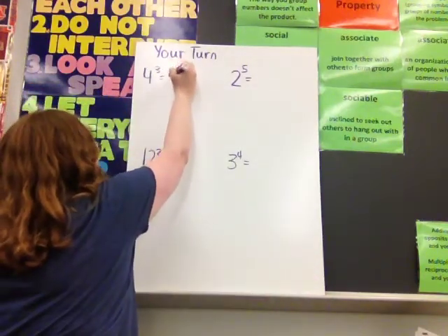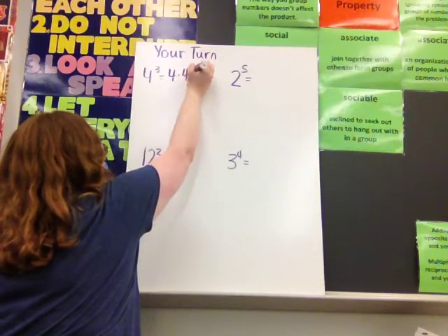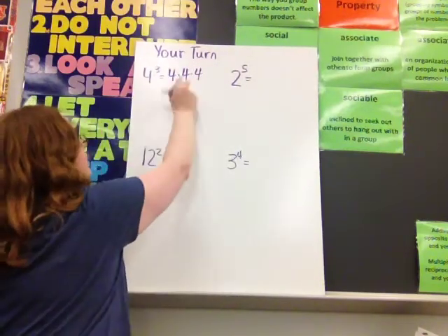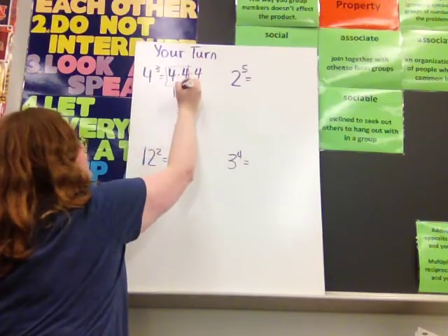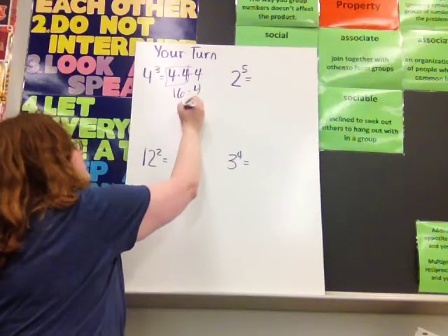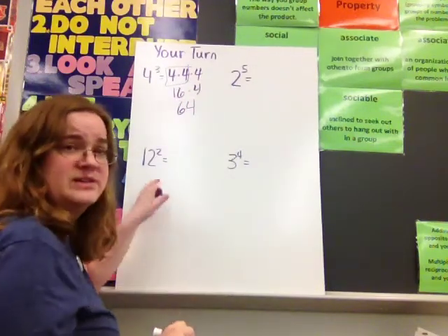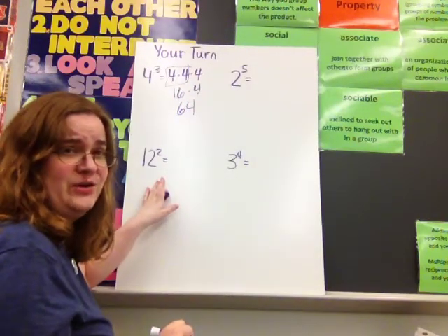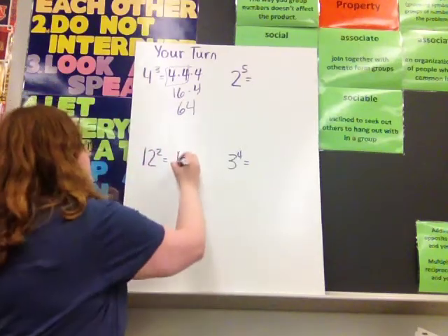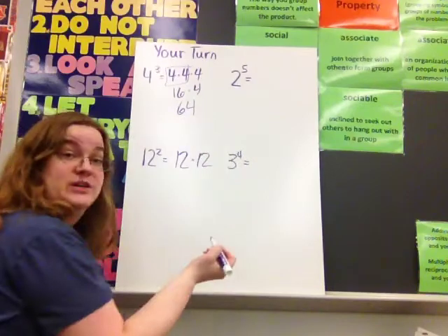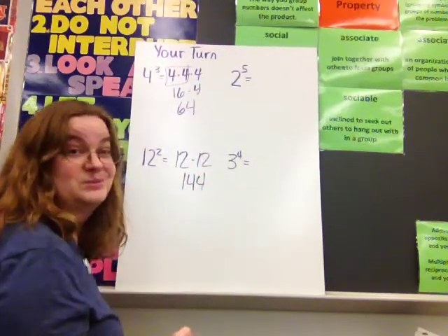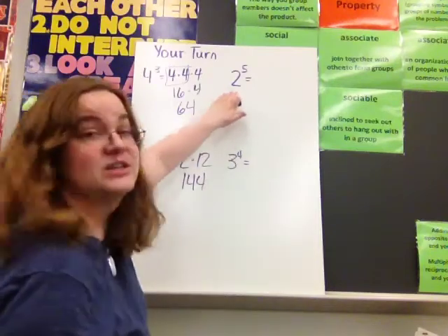4 to the 3rd power. 4 times 4 times 4, because I've got 3 4s multiplied together. 4 times 4 gives me 16. Times 4 comes out to 64. Okay. If I take a look at 12 squared, that means that I have 2 12s to multiply together. So that would be 12 times 12, and 12 times 12 would be 144, and hopefully you know that is your basic multiplication fact.